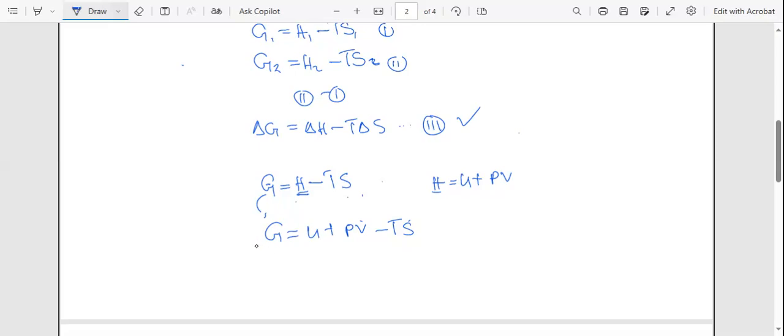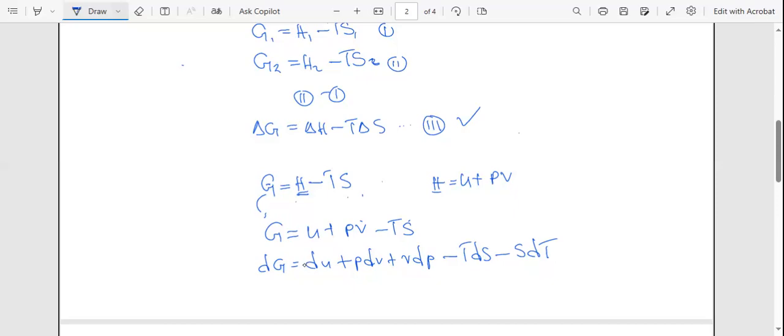Then I'm going to differentiate completely, which will give dG equals dU, the change in U, plus, by the product rule, we maintain P then dV, plus we maintain V then dP. Then minus, also a product rule, I'll maintain T then dS, and again maintain S then dT. That's how we differentiate using the product rule.